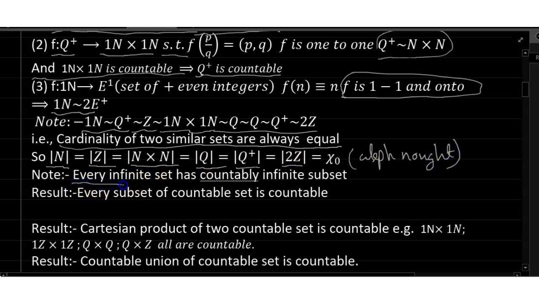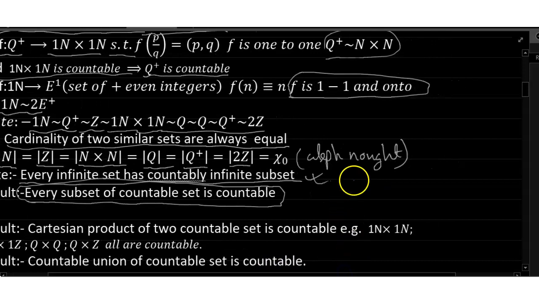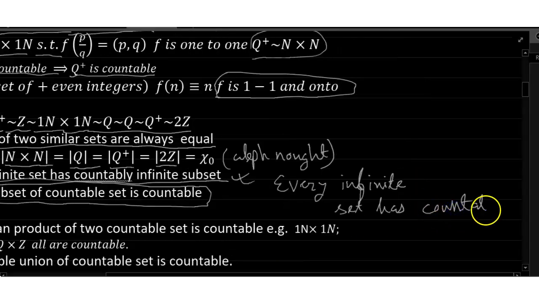Every infinite set has a countably infinite subset. This is a very important note. And every subset of a countable set is countable. So every subset of a countable set is countable, and every infinite set has a countable subset. Must remember, this point is very important. Okay, this is a very important topic.